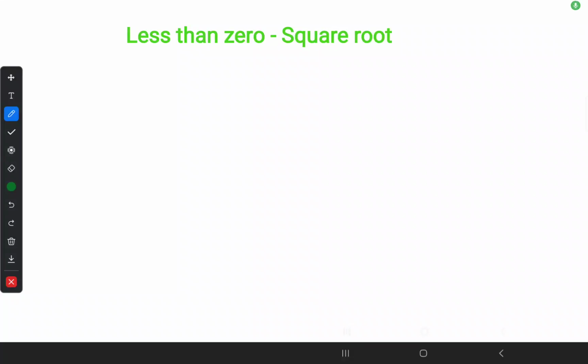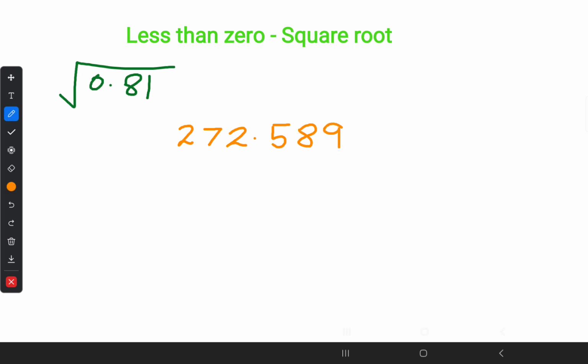Square root means, let's use the number 0.81. Okay, 0.81. This is the number we are going to find the square root for. And one more thing you should know, when we have a number like 272.589, this is really important.